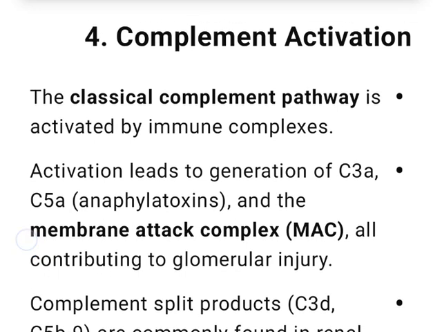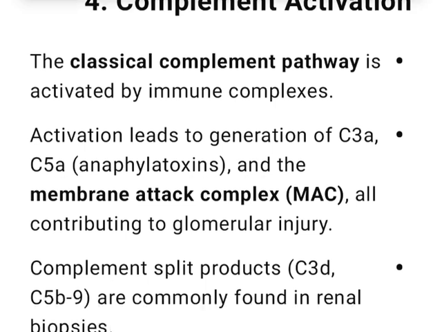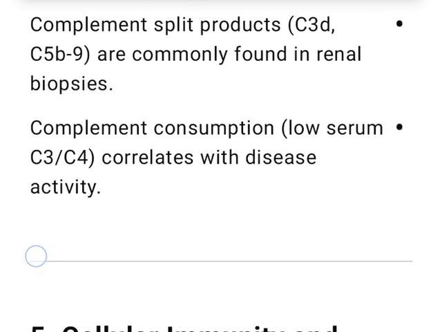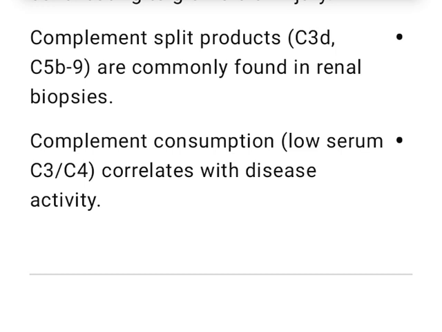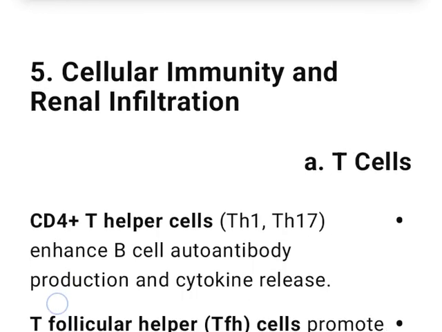4. Complement activation. The classical complement pathway is activated by immune complexes. Activation leads to generation of C3a, C5a, anaphylatoxins, and the membrane attack complex, MAC, all contributing to glomerular injury. Complement split products, C3d, C5b-9, are commonly found in renal biopsies. Complement consumption, low serum C3 and C4, correlates with disease activity.